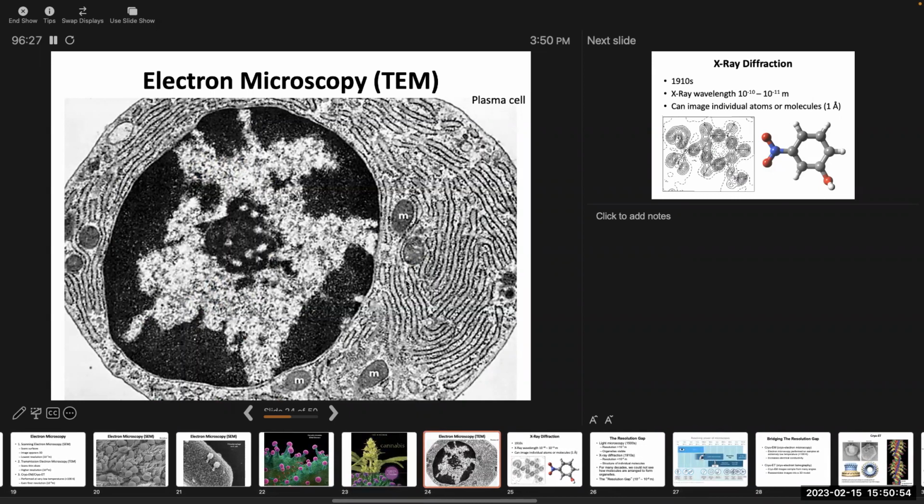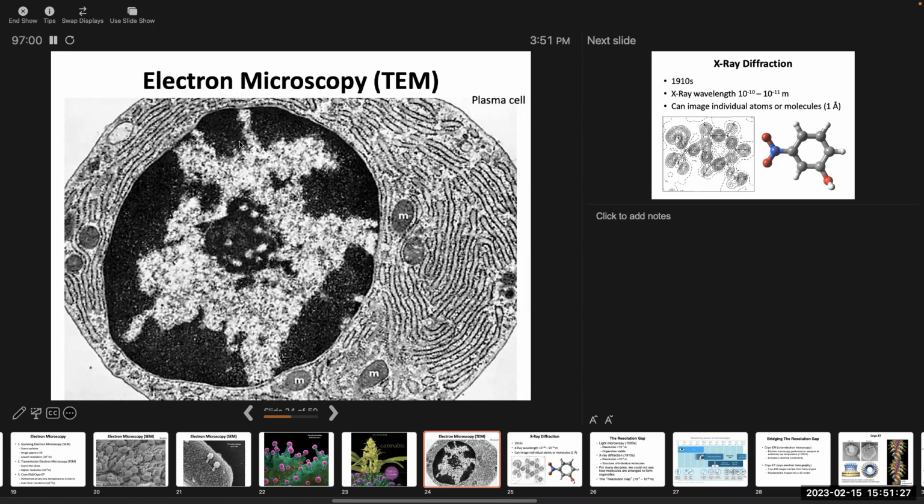Here's an example of a transmission electron micrograph. So this is where the sample is sliced thin, and you're looking through it, very similar to the way you'd look through a thin slice with a light microscope. This is an individual cell. This is what's called a plasma cell that is significantly enlarged, so much so that you can really start to see some of the details of the individual organelles. So the large round thing, not surprisingly, that's the nucleus.